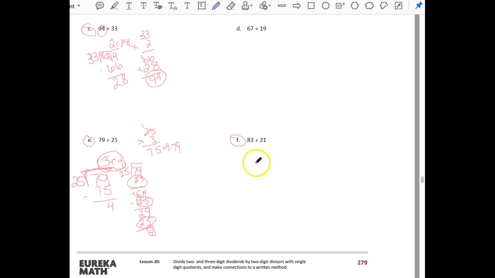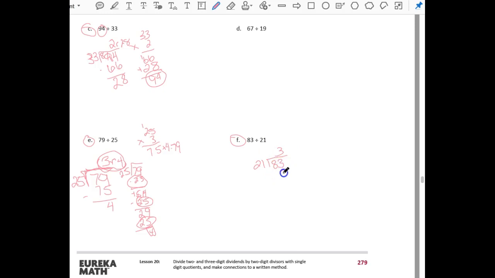Now let's take a look at this one right here. We're going to be fitting how many 21s into 83? 83 divided by 21. And it's that same kind of thing all over again. I know that if I just say it's 20 into 80, 20, 40, 60, 80, 2 times 4 is 8, but 4 times 1 is bigger than 3. So that won't work. I'm going to have to go one step down.